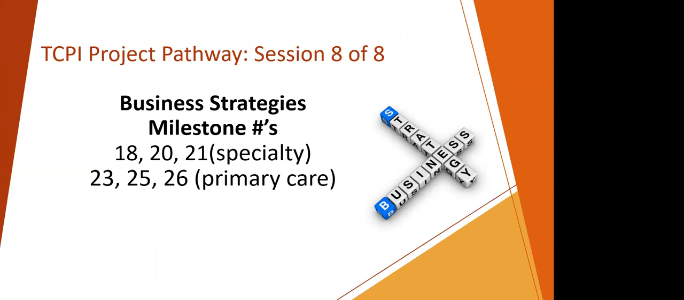Our last session focused on the business strategy milestones. So for specialty care, these are milestone numbers 18, 20, and 21. For primary care, they are numbers 23, 25, and 26. The milestones are identical between specialty and primary care. They just have different numbers. So let's get moving.